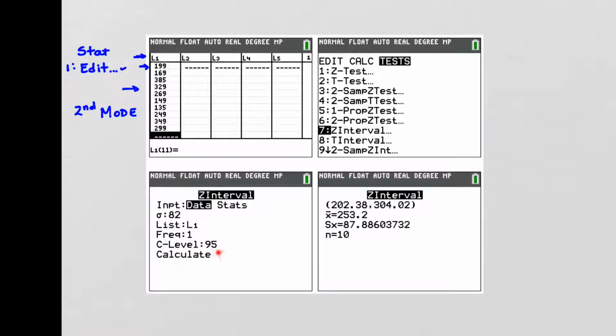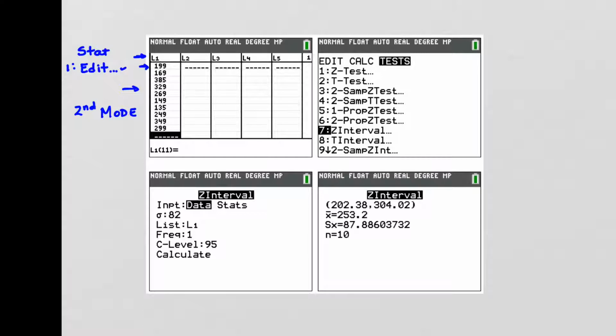Here's where we're entering the information from the problem. The big thing here is to know, are we doing an interval using the normal distribution or an interval using the t-distribution? And that all depends, as I said before, on sigma. Do we know sigma? Then we go z interval. If we don't know sigma, t interval. Because once you make this decision, we're done with the work. It's just a matter of typing a few things in and we're going to have our answer.